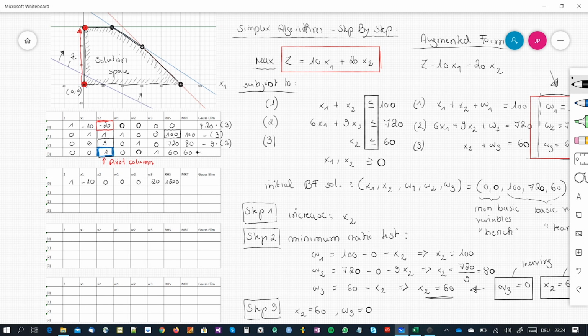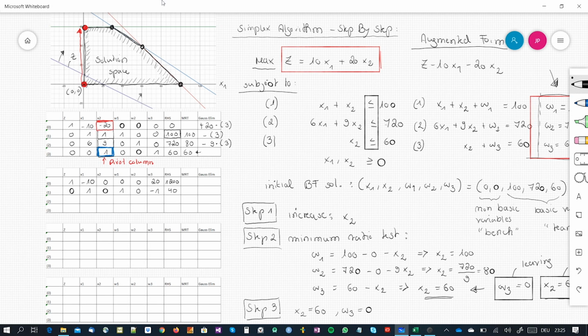Now going on to the next row, we have the first constraint. We have 0 minus 0 is 0. 1 minus 0 is 1. 1 minus 1 is 0. 1 minus 0 is 1. 0 minus 0 is 0, sorry. And 0 minus 1 is minus 1. And 100 minus 60 is 40.